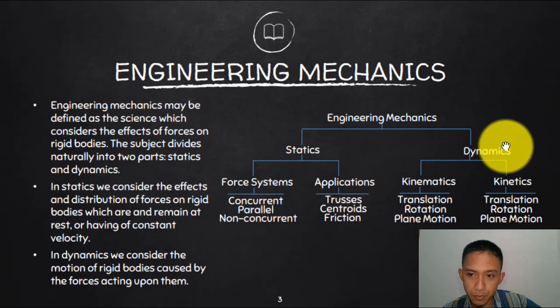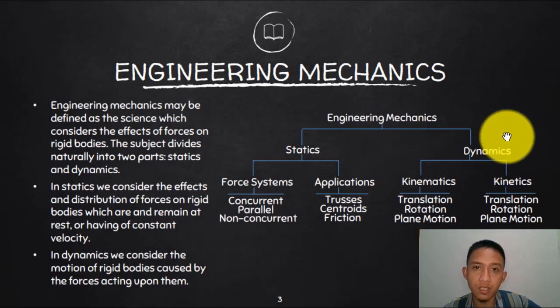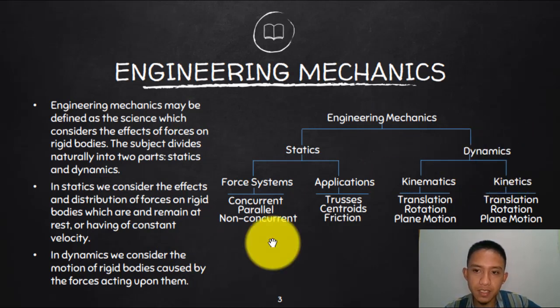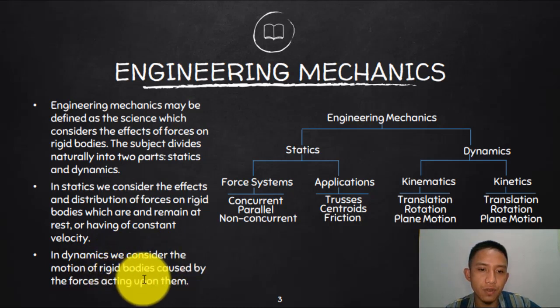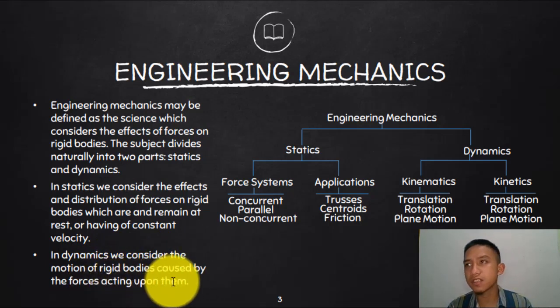Now we will proceed to your second branch, which is actually our subject right now, dynamics of rigid bodies. In dynamics, we consider the motion of rigid bodies caused by the force acting upon them. In statics, even if there are forces applied on your object, there is no movement. That's why it is rigid, it is static. There is no movement.